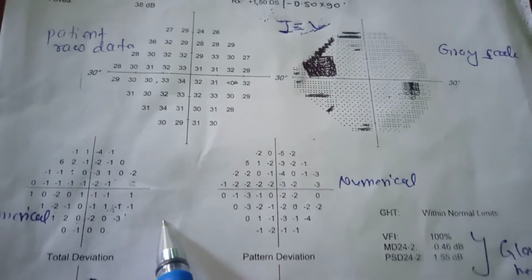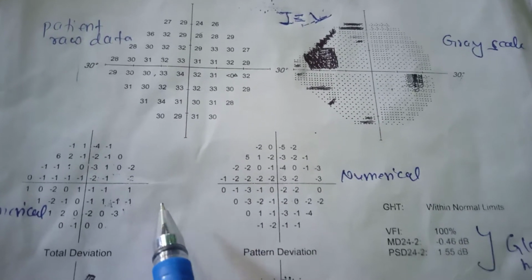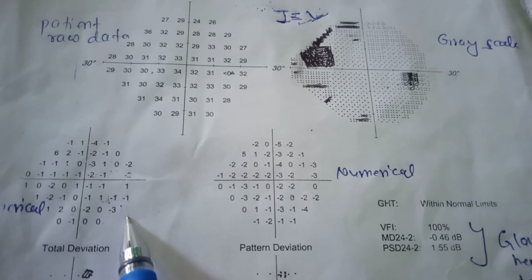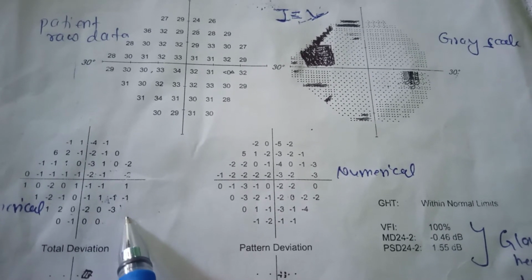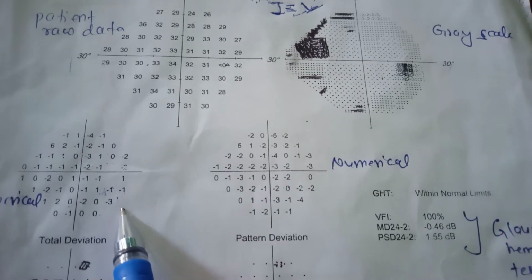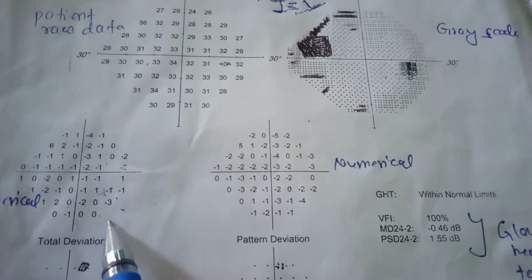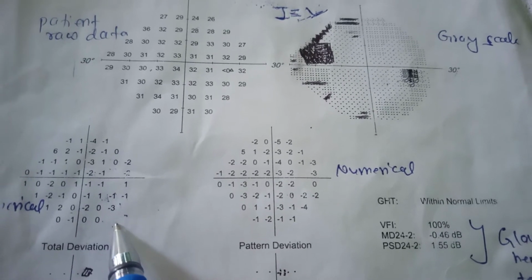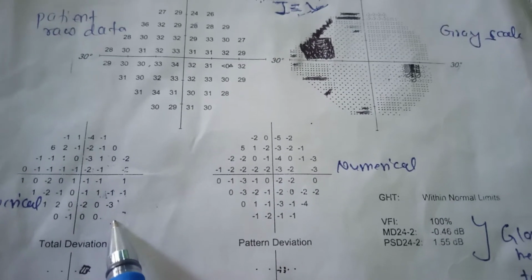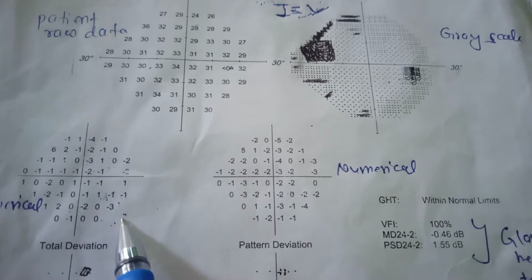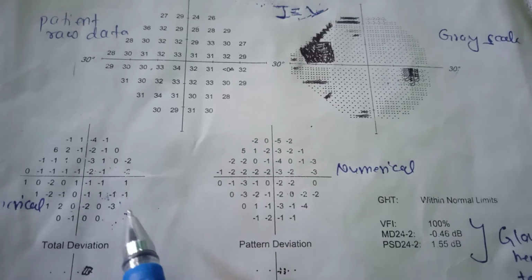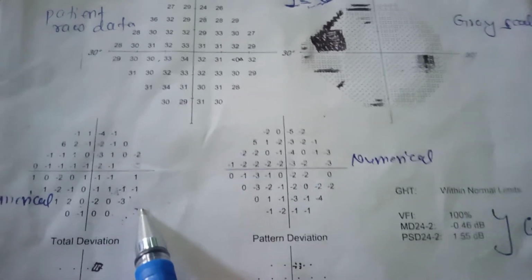And in the same way, if the retinal sensitivity of the patient is less than the age matched normal population, a minus sign is given to the deviation value. Example, if the retinal sensitivity of the patient at point B is 28 decibel, and the retinal sensitivity at the same point of the age matched normal population is 34 decibel, the difference is 28 minus 34, how much? Minus 6 decibel. So this means the retinal sensitivity at this point is lesser than the normal population.